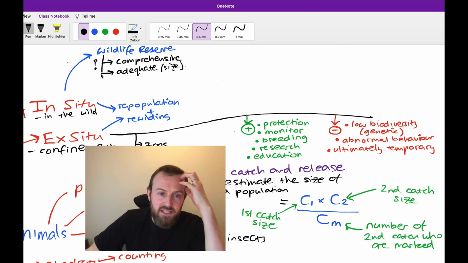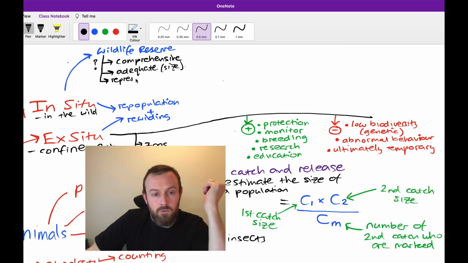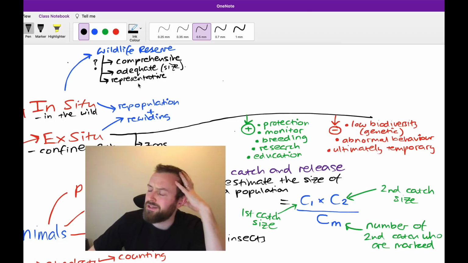Is it representative of the kind of place you're trying to conserve? Again, this is to do with comprehensive. It's sort of similar. Comprehensive, adequate, representative.